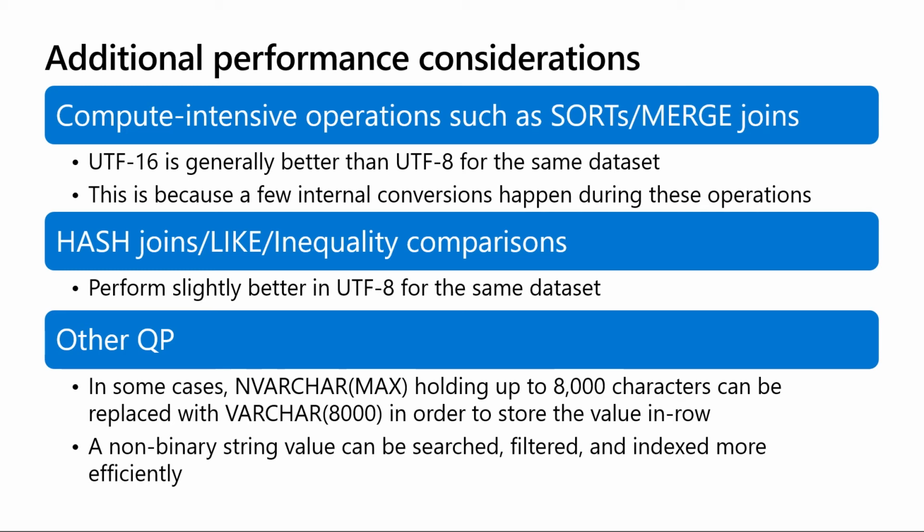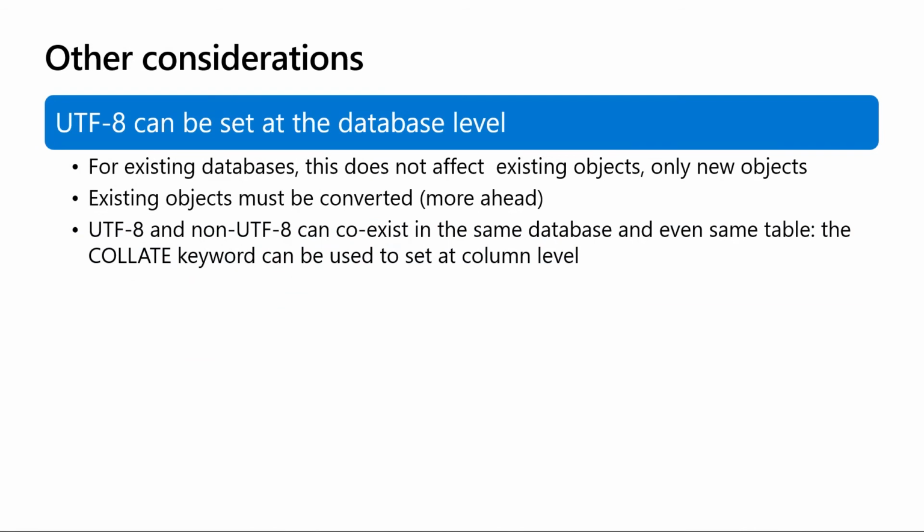And you have other considerations, such as UTF-8 being able to be set at the database level. Now, for existing databases, you set UTF-8 collation for the database, but if you already have objects in there, tables obviously with columns, then only new objects will be created in UTF-8. Existing objects must be converted, and we'll have more about that in a little while. UTF-8 and non-UTF-8 can coexist in the same database. There's no problem. You can have one table that is UTF-8 and one table that is not UTF-8, and you can use the COLLATE keyword to make sure that you don't have data loss in terms of comparisons when you are doing joins, for example.